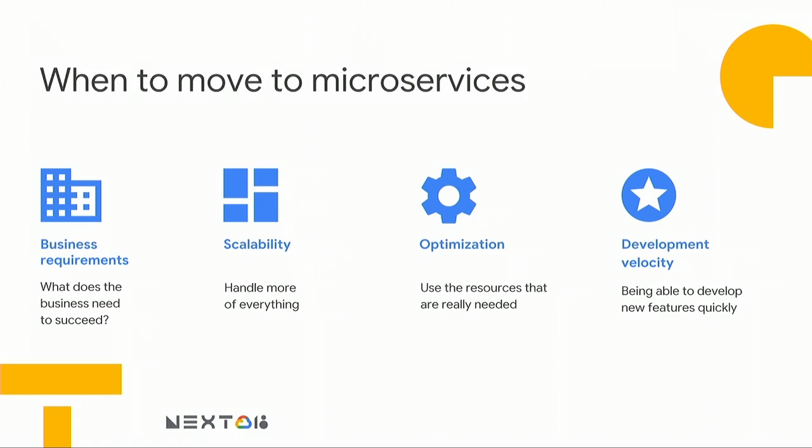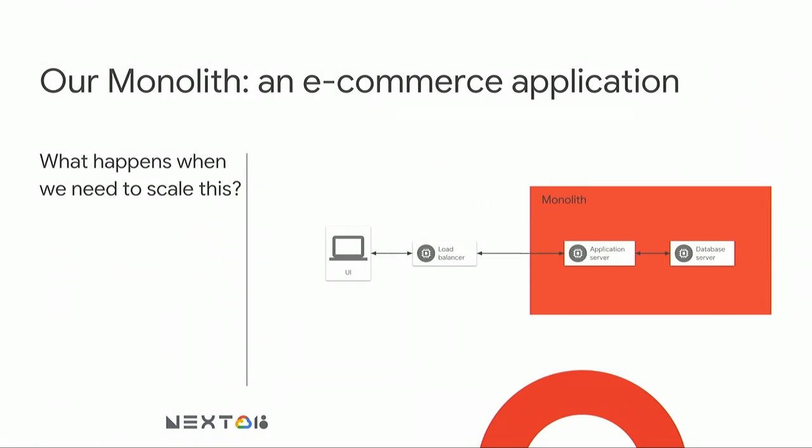In the end, it's the business requirements. Essentially, what does the business actually need to succeed? Does it need the application to be scalable, such that it can handle increased requests and volumes of data? Or do you need to be able to optimize the application, such that you would only be using the resources that you actually need? Or is it more about being able to remain competitive and develop features very quickly? So you need high development velocity. There are a lot of reasons. Let's look at an example to showcase this better. So this is our monolith, and it has all the main components. It has a UI, a load balancer, an application instance, and a database.